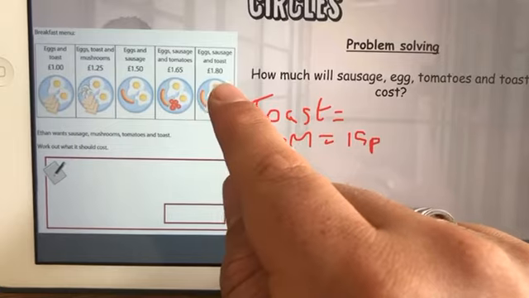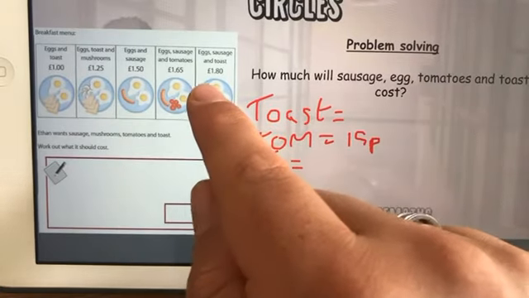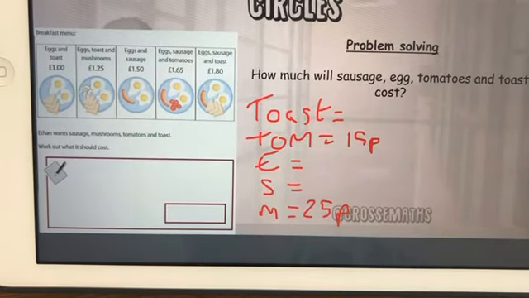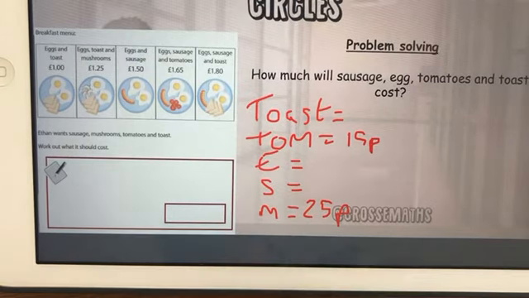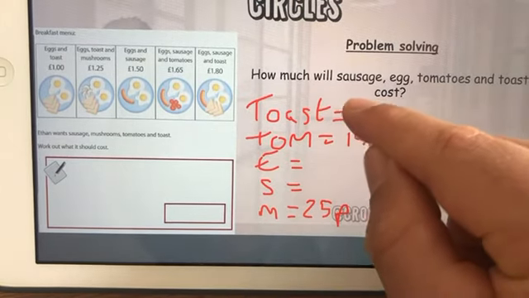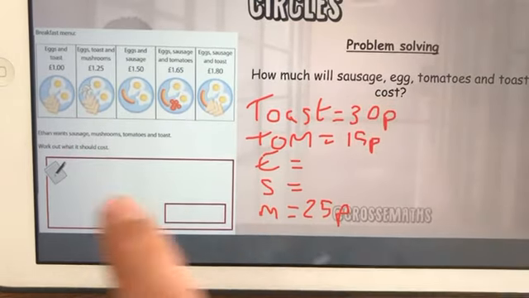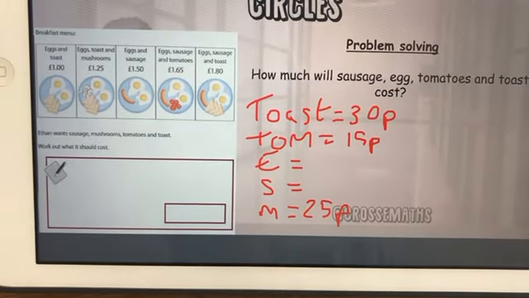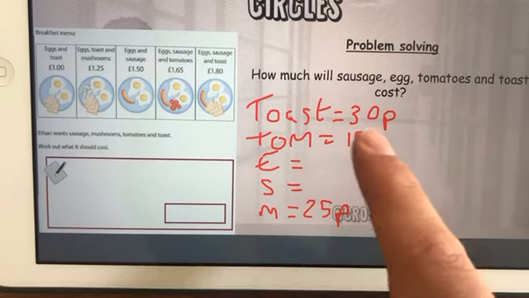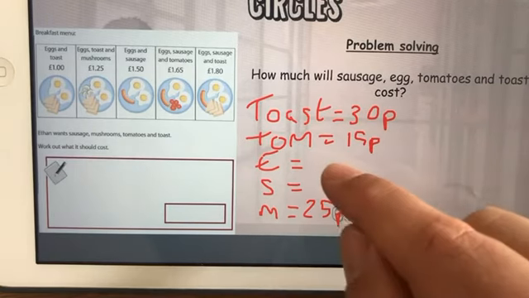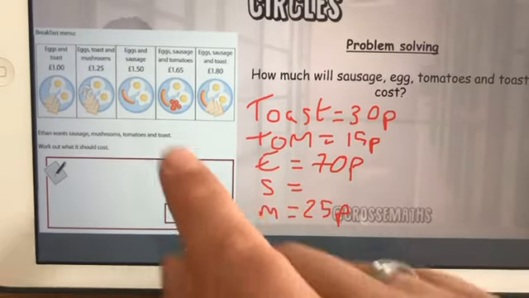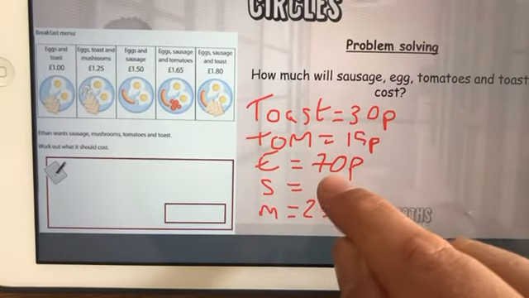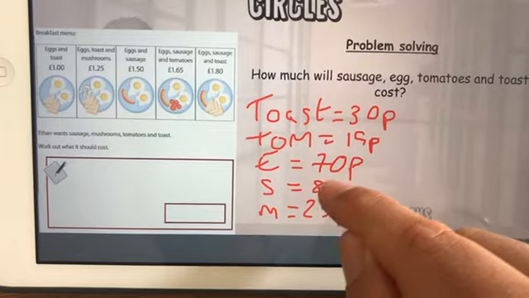I've got egg, sausage and toast. Here's eggs and sausage, here's egg, sausage and toast. Because the price has gone up by 30p, and the only thing that's been added between these two is toast, toast must cost 30p. The first one is eggs and toast, that's £1. Okay, we know toast is 30p, so eggs must cost 70p. And then sausage is the last one. Eggs and sausage is £1.50. If eggs are 70p, sausage must be 80p.